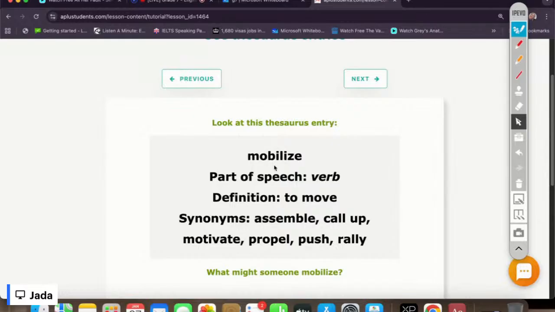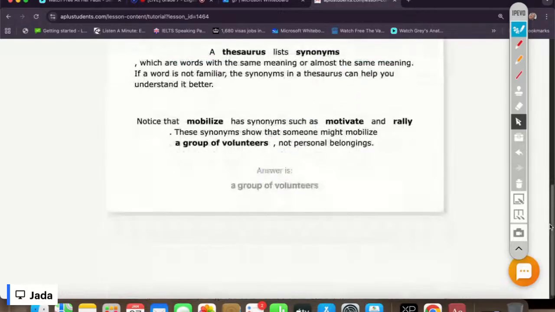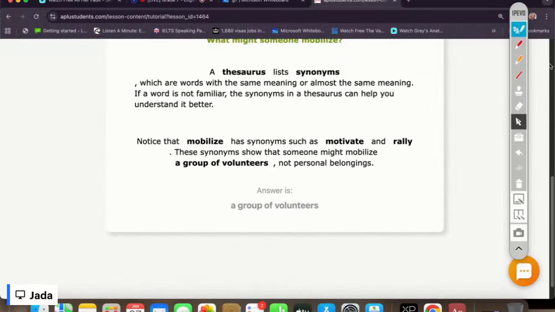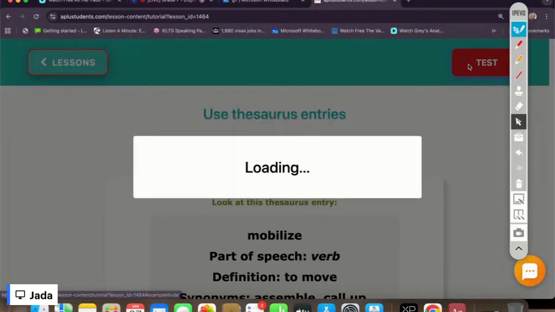Okay, so we have mobilize, part of speech is verb, and the definition is to move. And then the synonyms are assemble, call up, motivate, propel, push, and rally. So we have what here? What might someone mobilize? We have a group of volunteers. Okay, so let's go to the test and you can share your answers with me.